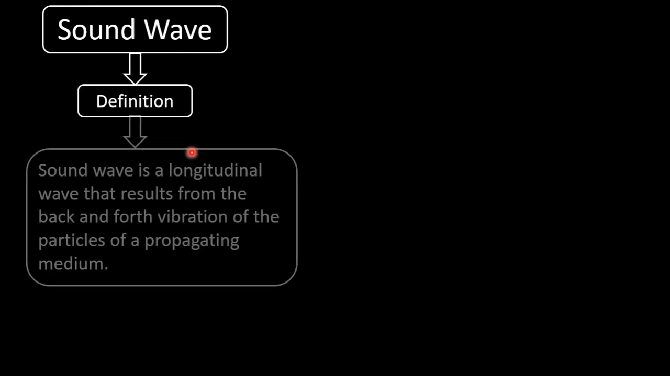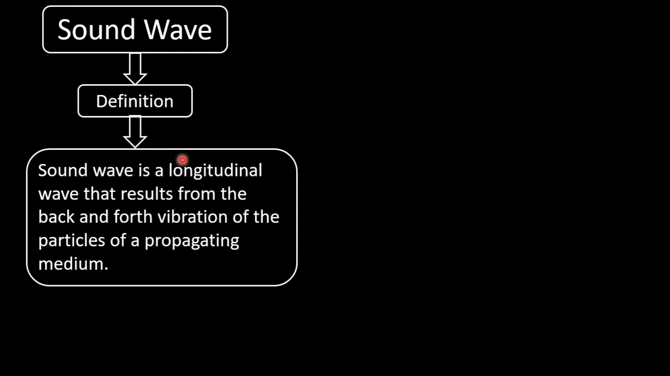Now we will define what a sound wave is. A sound wave is a longitudinal mechanical wave that results from the back and forth vibration of the particles of a propagating medium. The propagating medium can be either solid, like iron or aluminium, liquid, like water, or gaseous, like air.